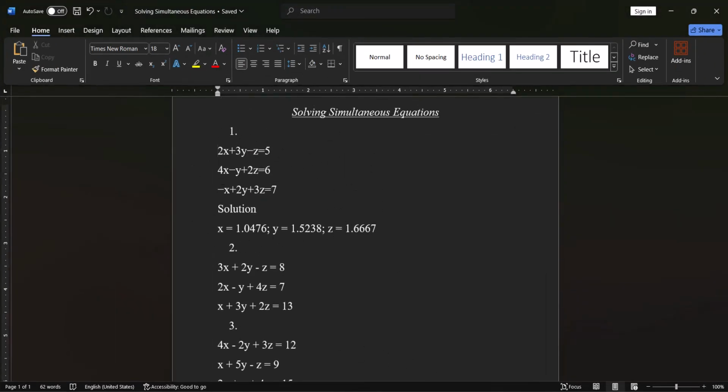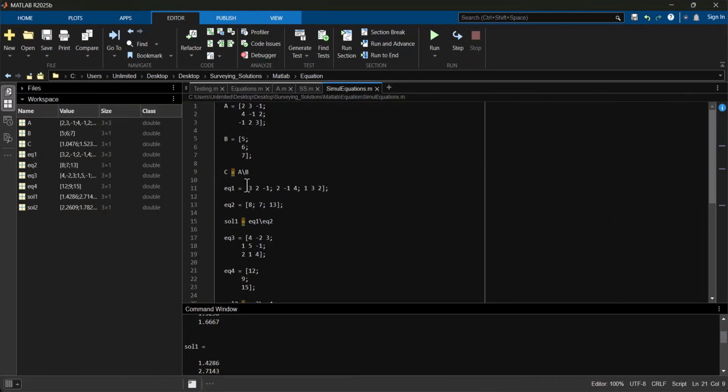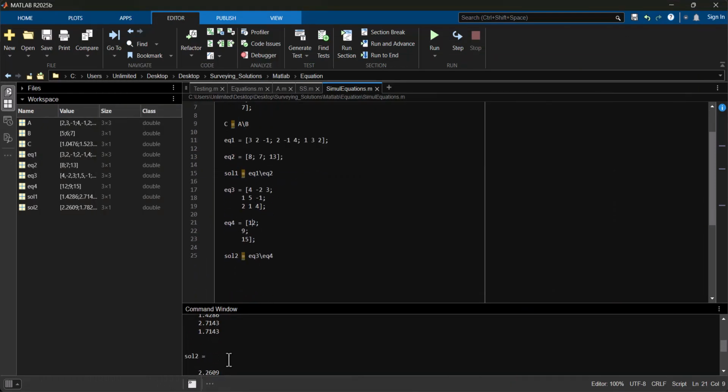So we now look at the solutions to the other two equations. So it means that for question 2, our x is 1.4286, y is 2.7143, and then z is 1.